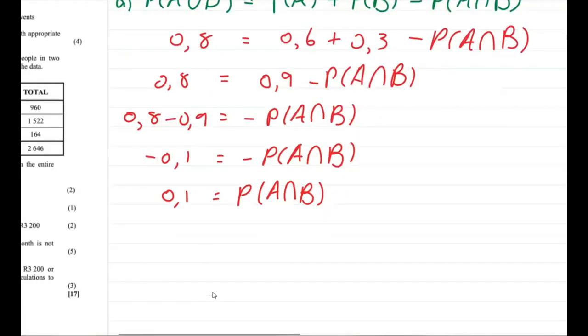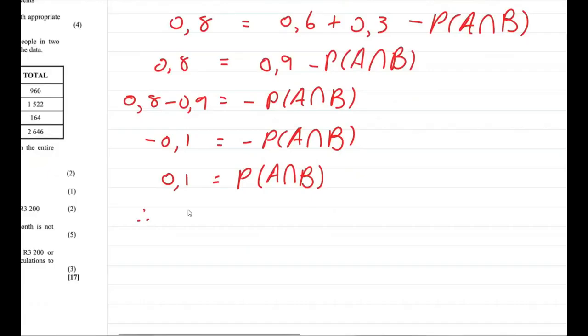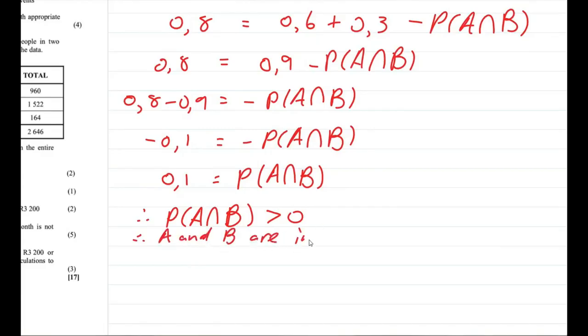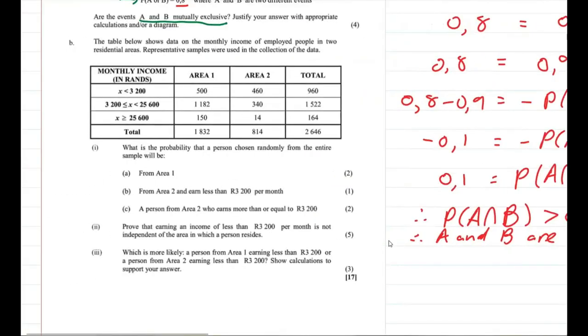So what does that tell me? The probability of A and B is greater than 0, and therefore they're inclusive. A and B are inclusive, not mutually exclusive. Very good, Killen. Great stuff.